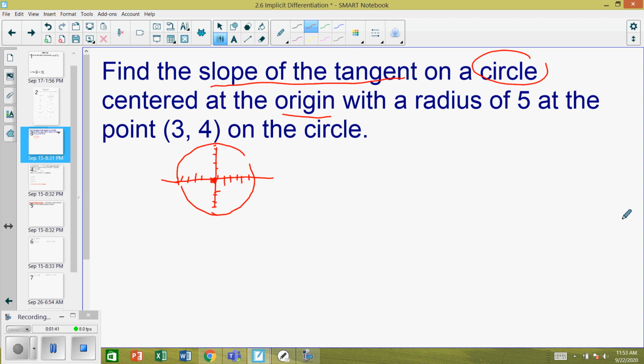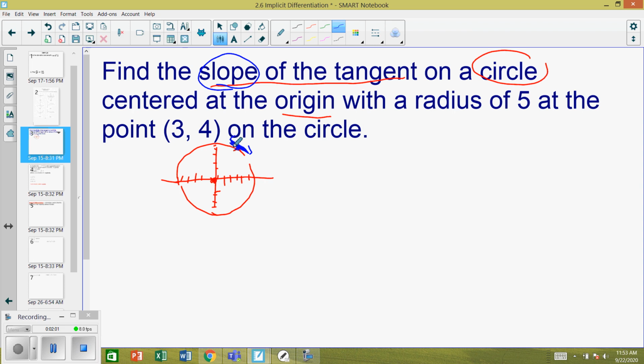Now, it says that the point 3, 4, which is about right here on my circle, and it wants me to figure out the slope of the line tangent right there at 3, 4, which we can already tell is going to be a negative answer. Okay, but it wants to know the slope there.